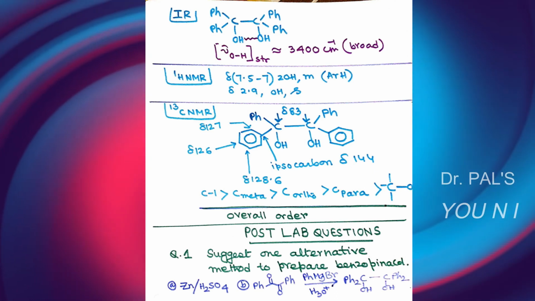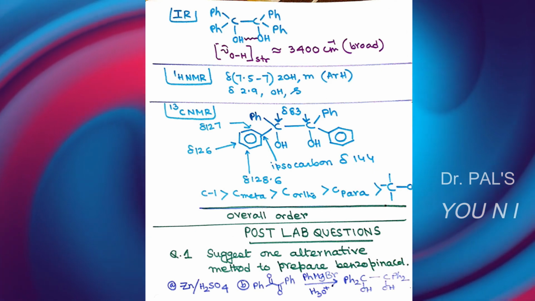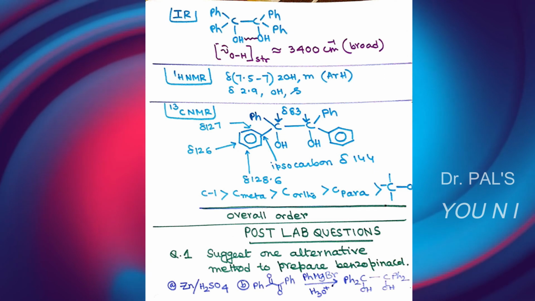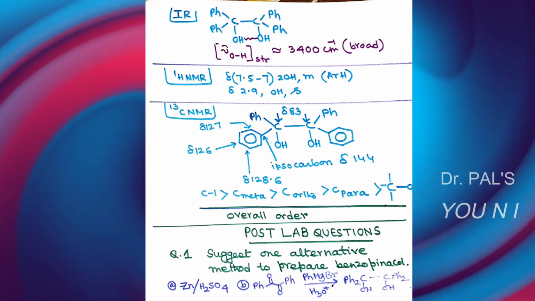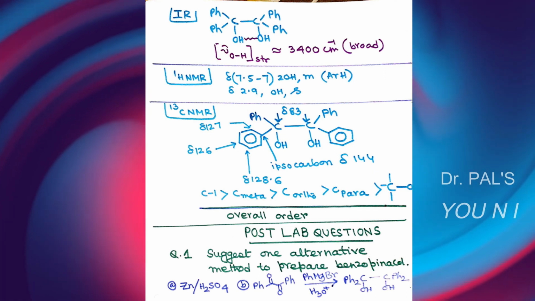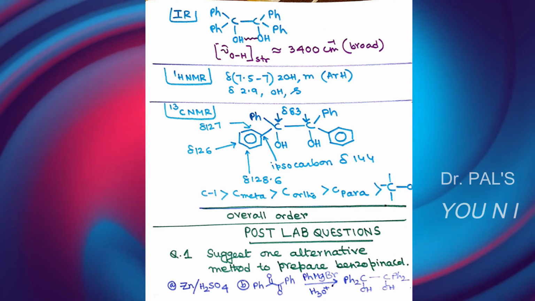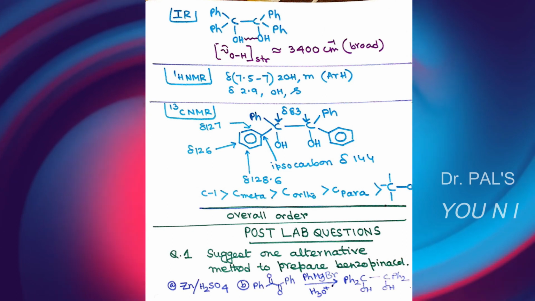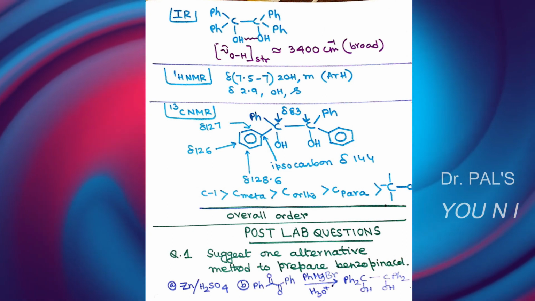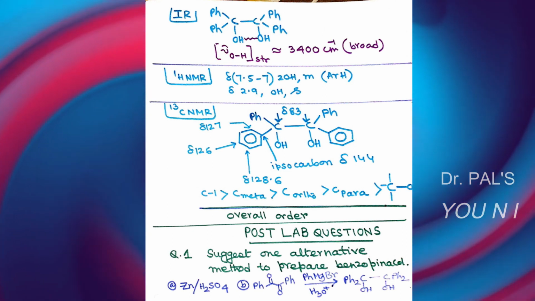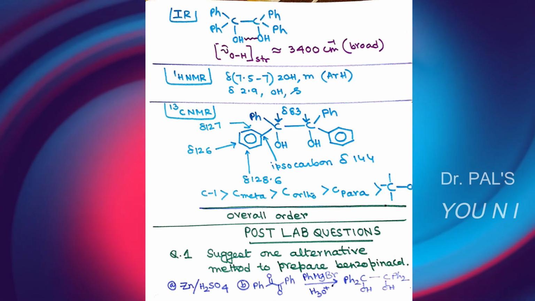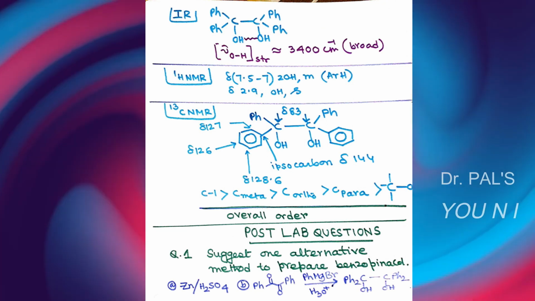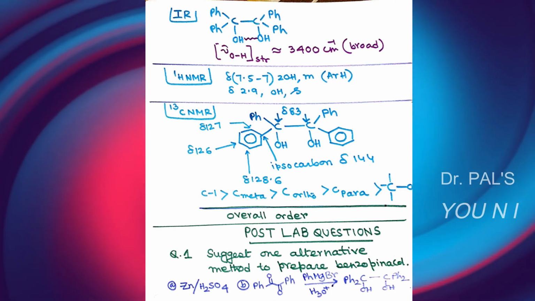Now coming to the OH bearing carbon, that carbon is sp3 hybridized and will definitely give a signal below 100, approximately 80 ppm. Now these 5 singlets come if we record the broadband decoupled spectrum of C13 NMR. So in this way, all the 4 characteristic spectral features of benzophenone and benzopinacol are completely different.